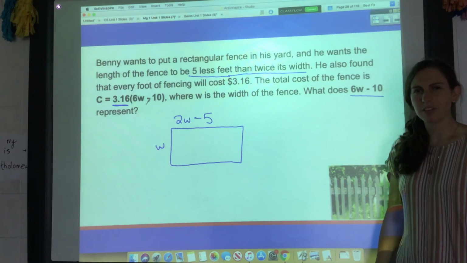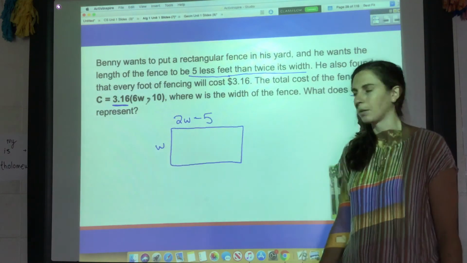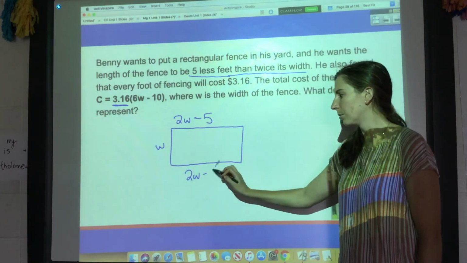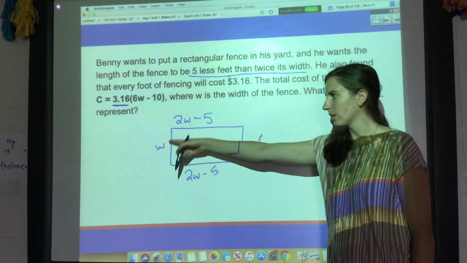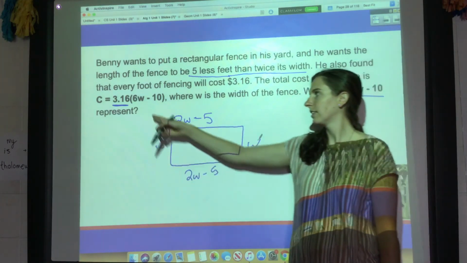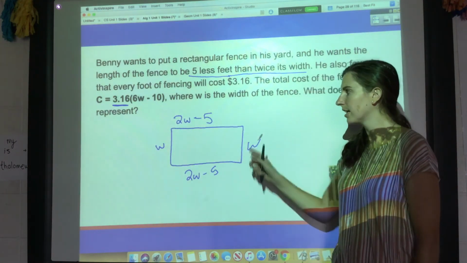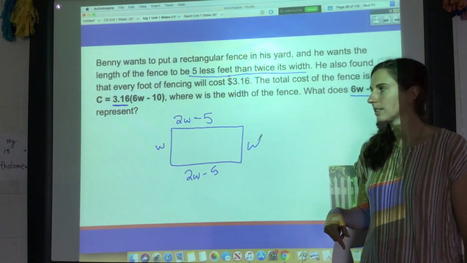But where is that even coming from? It's coming from this that we just came up with. I've got 2W minus 5 here, 2W minus 5 here, W and W. If you were to add these all together, you would get 6W minus 10. So that's where that's coming from. It represents the total amount of fencing that I'll need based on what the width is.